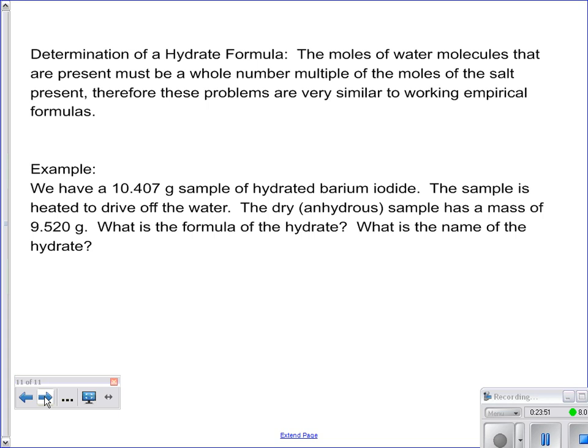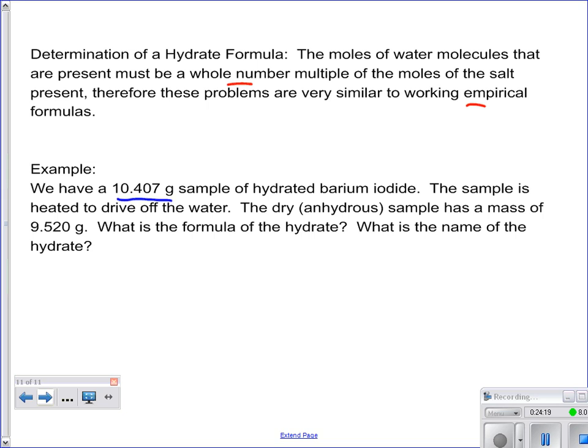So here it tells us the moles of water molecules that are present must be whole number multiples, so that's nice and easy for us, of the moles of the salt present. You're always going to have more water molecules than the salt. Okay, so very similar to working empirical formulas. Here we have 10.407. Oops, I'm not writing this down correctly. I have to read through my problem.